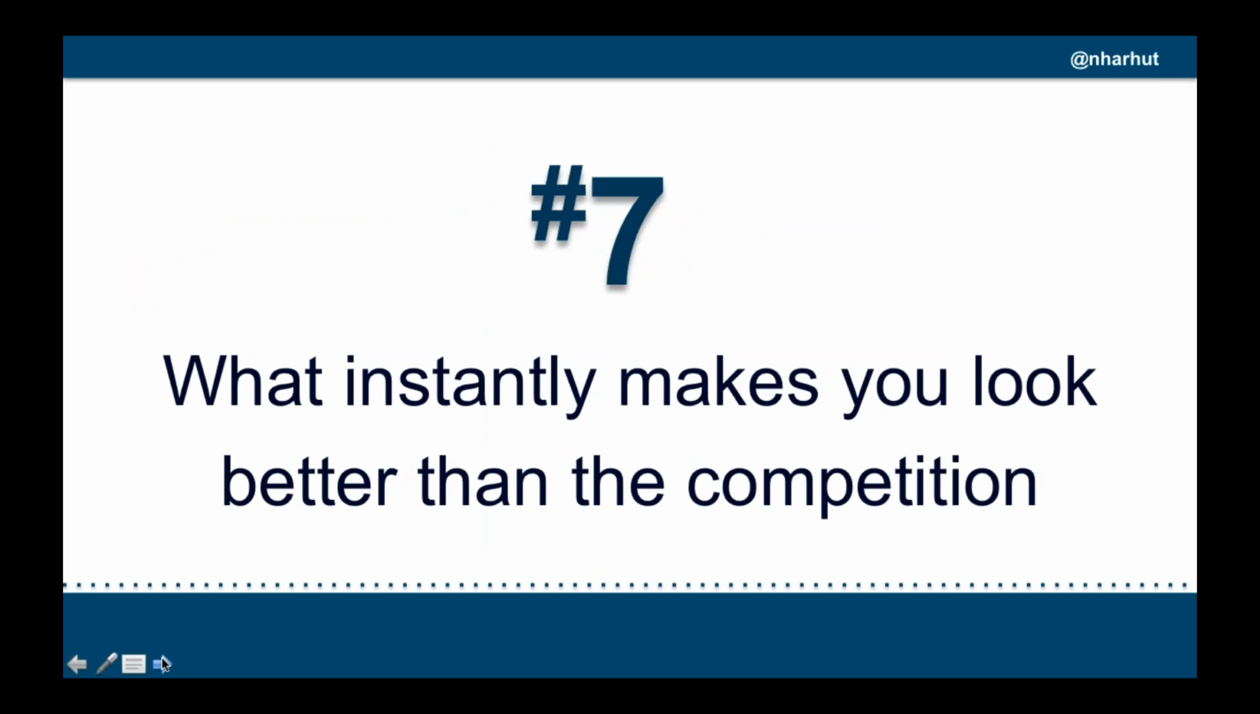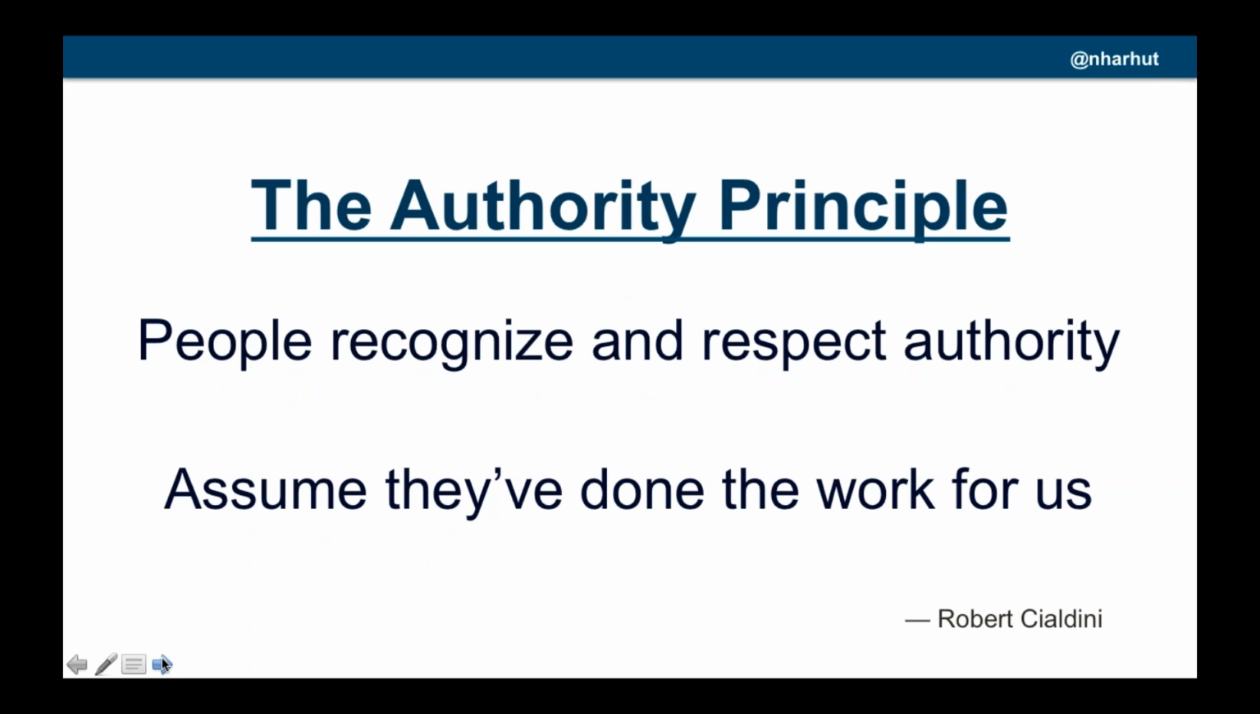All right, our 7th human behavior hack is what instantly makes you look better than the competition. And these days, this is very important because these days there are a lot of parity products. There was a time when many companies had unique selling propositions. They had a product or a service that nobody else had. But today, we have a lot of competition, and it's very common that there's a company that sells a product or a service that's very similar, if not exactly like ours. So it's harder to distinguish ourselves. But one way that you can make yourself look better than the competition is to tap into something known as the authority principle. And what social scientists and behavioral economists have found is ever since we are children, we're taught to recognize and respect authority.